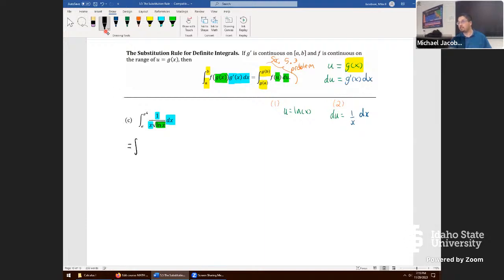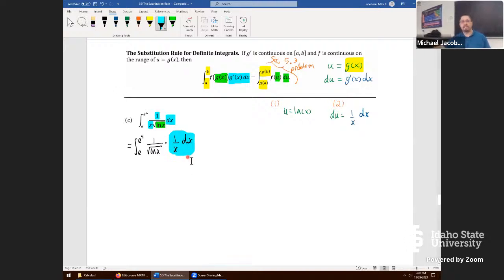I'm going to rewrite this as the integral from e to e power 4. We'll change those limits in the next step. And then rewrite this as 1 over square root natural log x times 1 over x dx. I haven't achieved a lot here. It's all just straight up organization and nothing else. But sometimes in mathematics, organization is king.